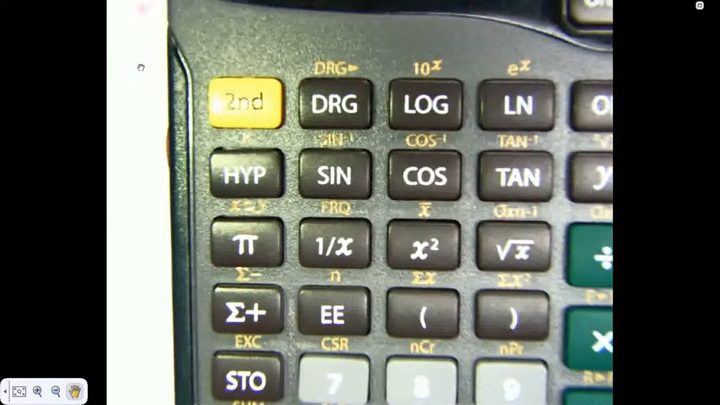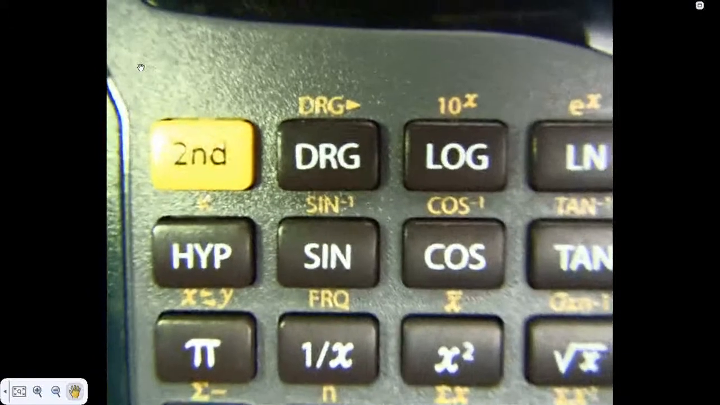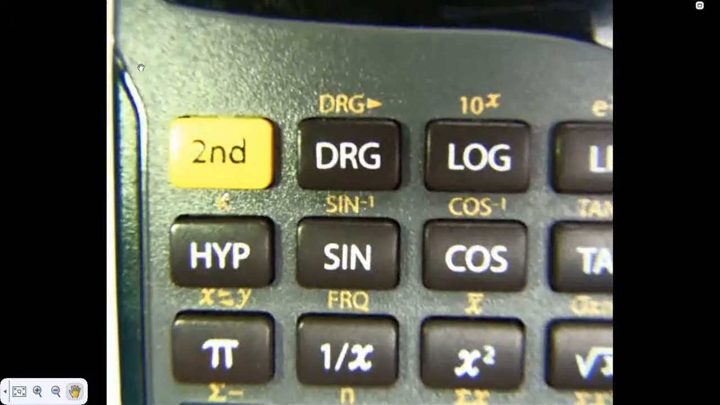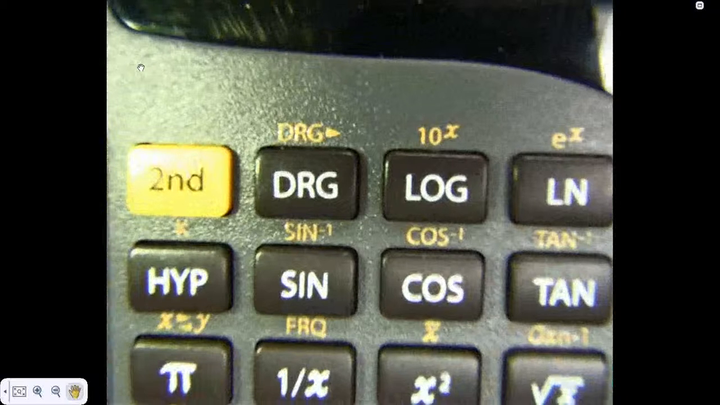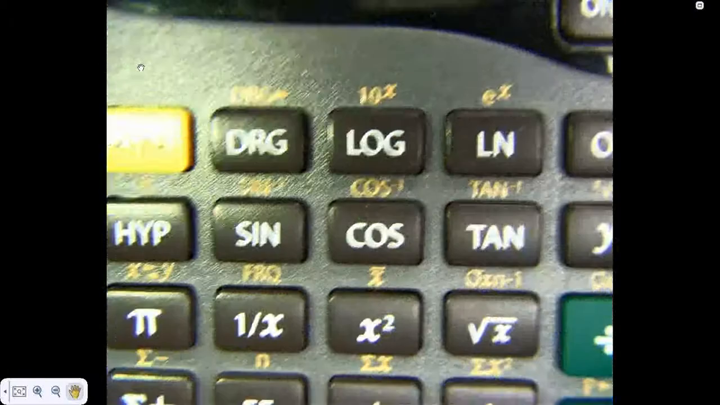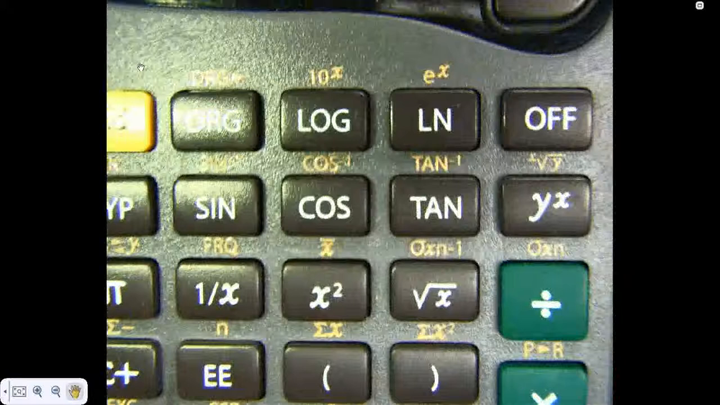Right, the letters right above sine, cosine, and tangent. Okay, I'll get it closer. No, it's not a 1. Cosine -1, tangent -1. That -1 means inverse. So if you press the second function button and then sine, you're going to do the inverse sine, the inverse cosine, or the inverse tangent.